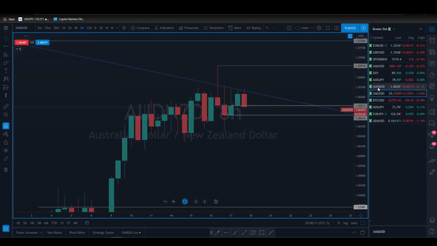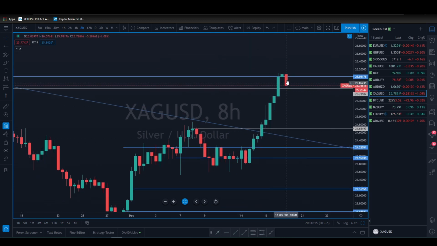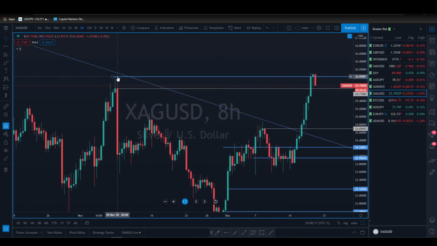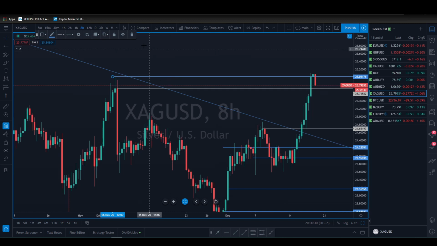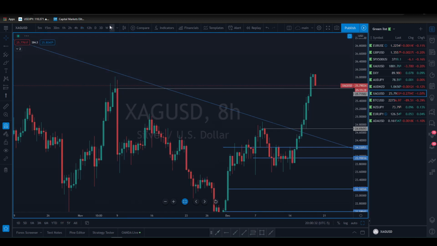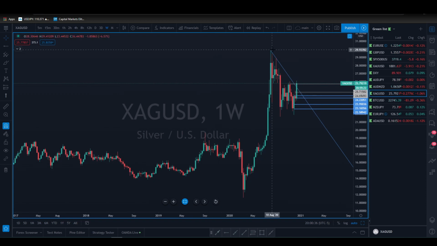XAG, silver. Silver had a nice big strong bullish push the last couple days. Beautiful. We did take out this target high here. We have broke above this descending trend line. So let me get this off and I will go show you where I got that. Here's a weekly chart. Same thing, just off this high, and I tapped it to that high. So we have broke out above that.